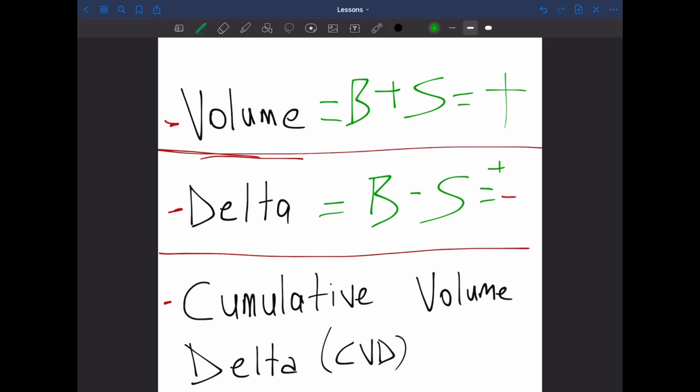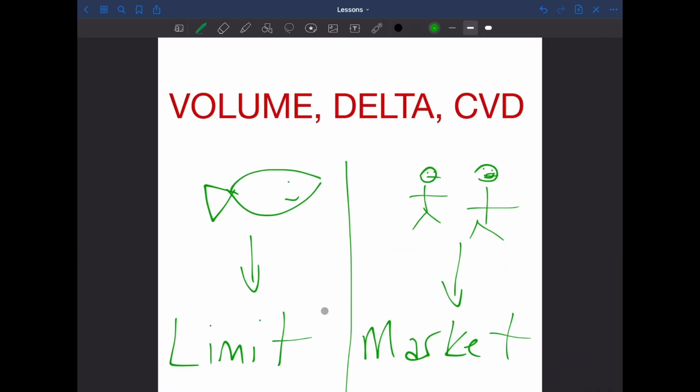Delta is really important as well because it actually gives us the concept of cumulative volume delta. What that means is, let's put that into perspective, right? Basically, there are two types of trading happening in every market. One of them is market orders, and the other one is limit orders.